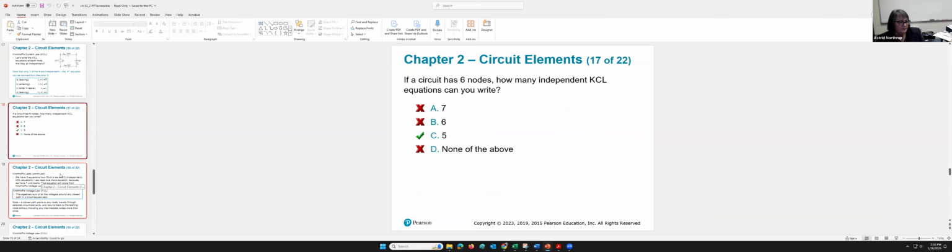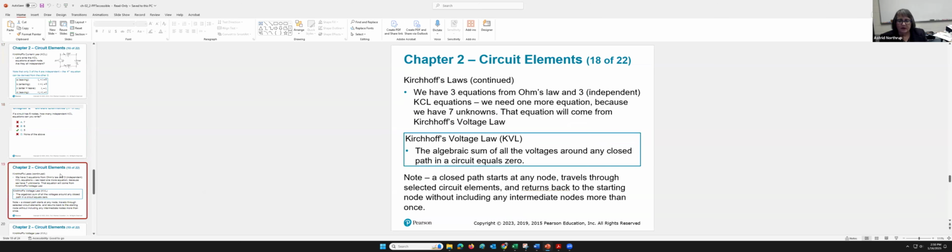All right. Now, here's the other version of Kirchhoff's law, which is also very useful. We now have 3 equations, and we have 3 more equations that are independent from Kirchhoff's current law.